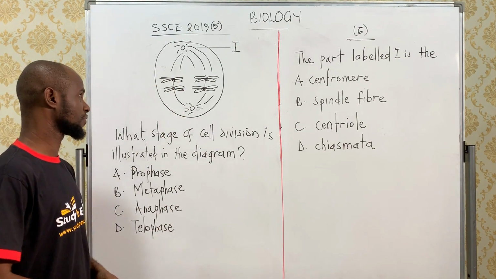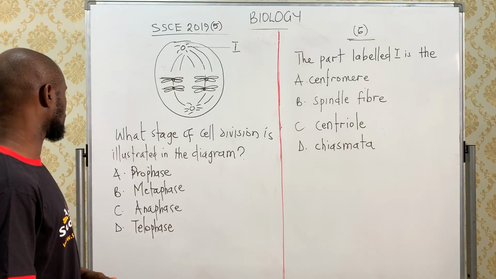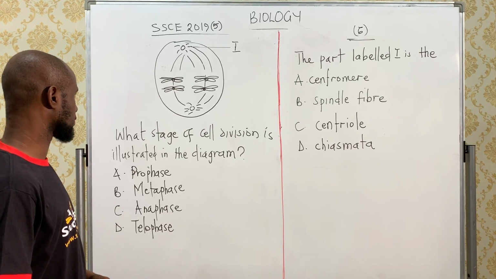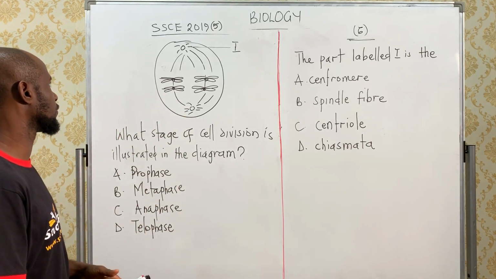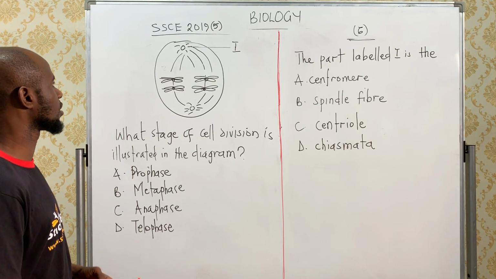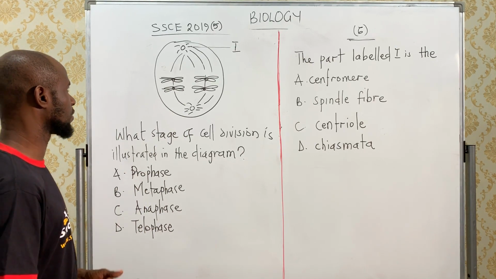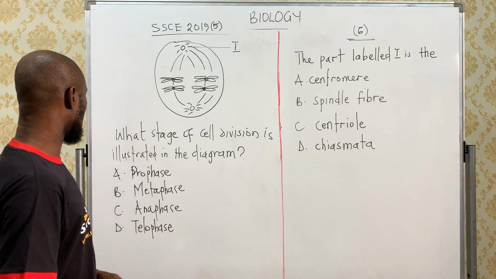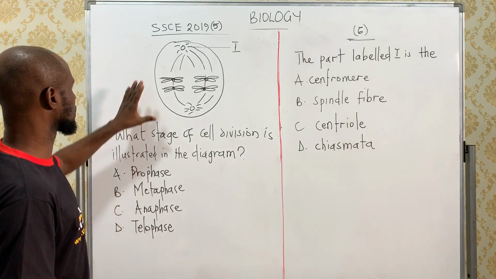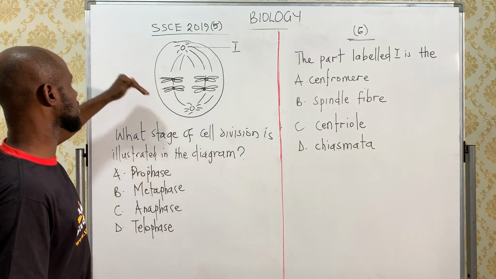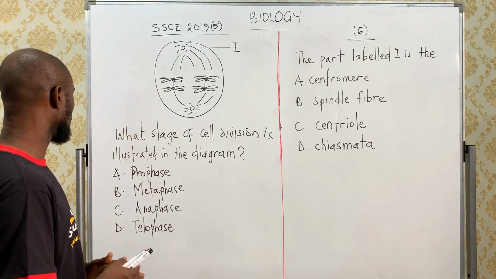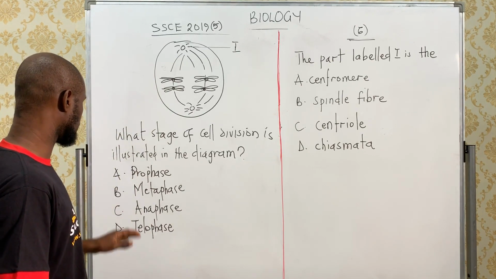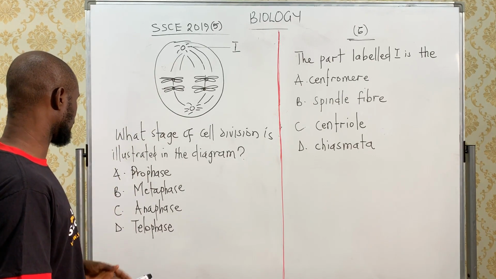Now we're on question 5. What stage of cell division is illustrated in the diagram? This diagram is a diagram of a stage in cell division, for example, mitosis. Let's look at what phase of mitosis we have for this diagram. A, prophase; B, metaphase; C, anaphase; then telophase.